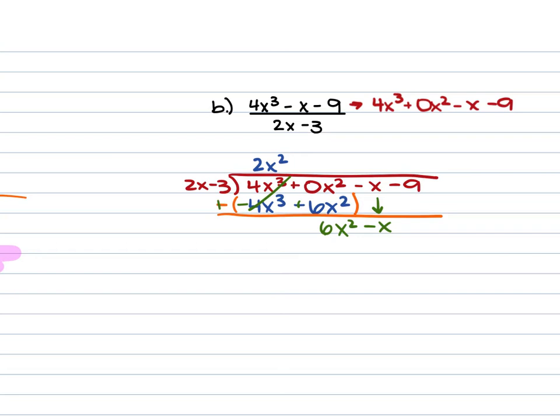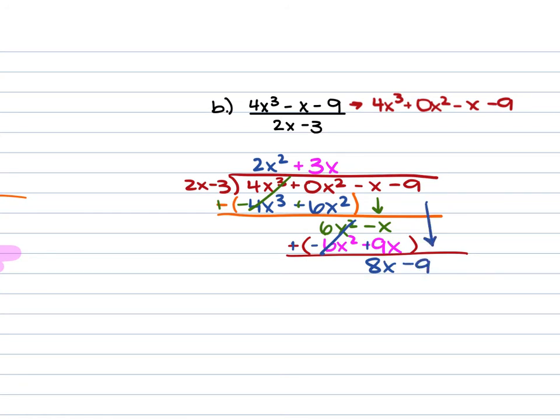From here, 2x times what is 6x squared? If we multiply the 2 by 3 and then x, it gives us 6x squared. We also multiply the 3x by negative 3 to give us negative 9x. We are going to subtract these, or add the opposites. So this gives us a negative x plus 9x is 8x. And then we bring down that negative 9.